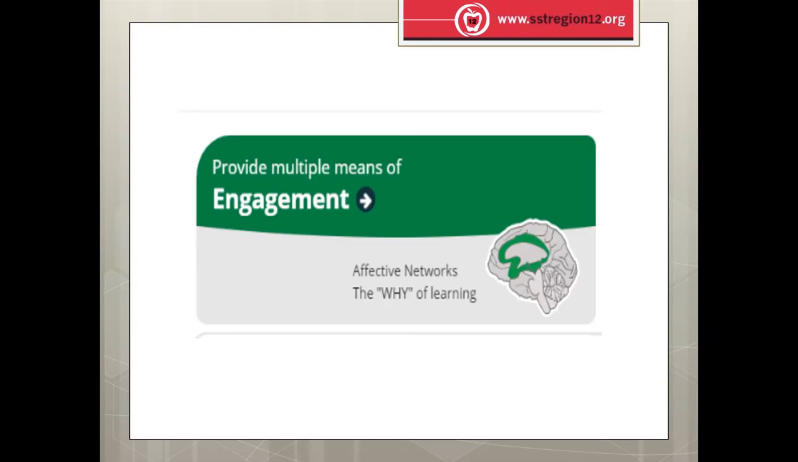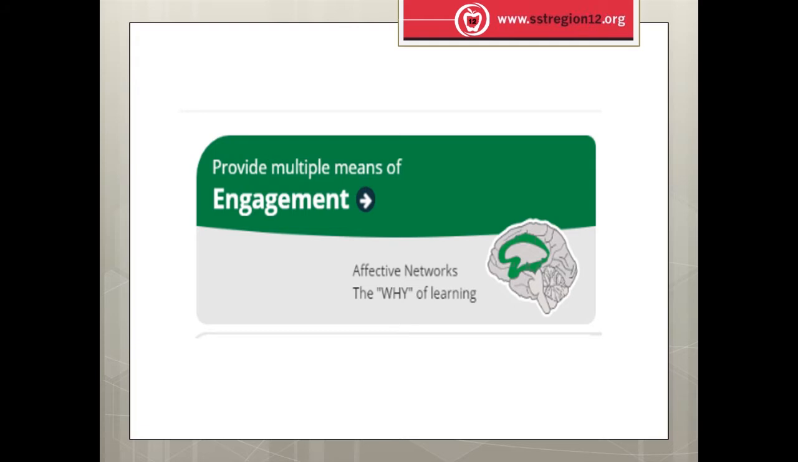Engagement. This principle is associated with the why of learning, which uses the affective network in our brain. Learners vary greatly in what motivates them to learn. According to CAST, the Center for Applied Special Technology, there are a variety of sources that can influence individual variation in the affective network, including neurology, culture, personal relevance, subjectivity, and background knowledge.